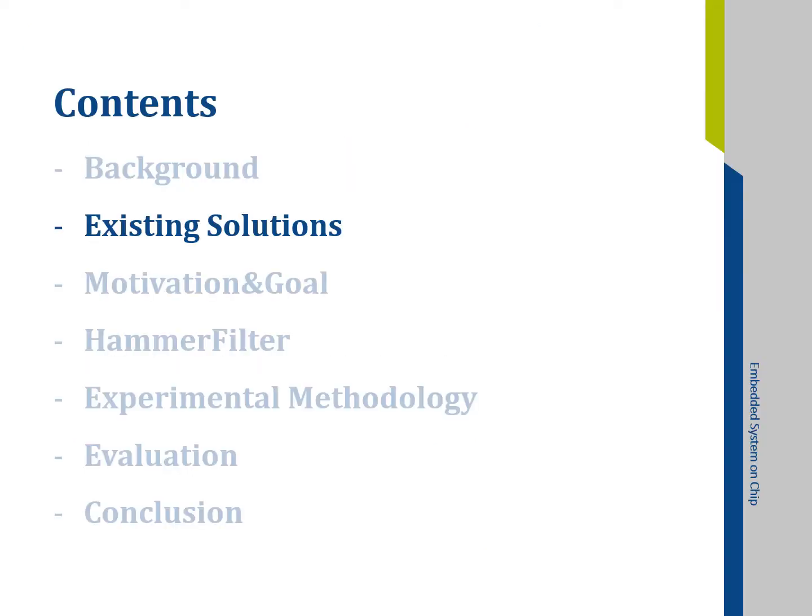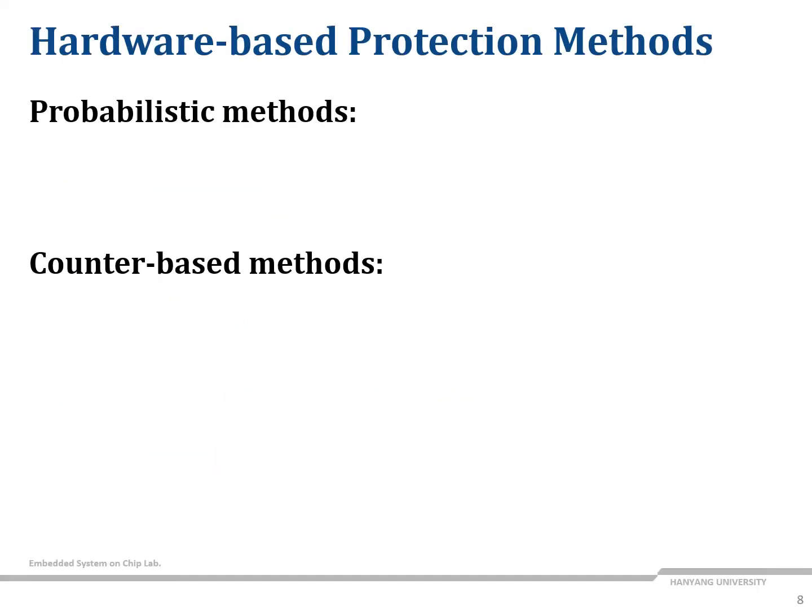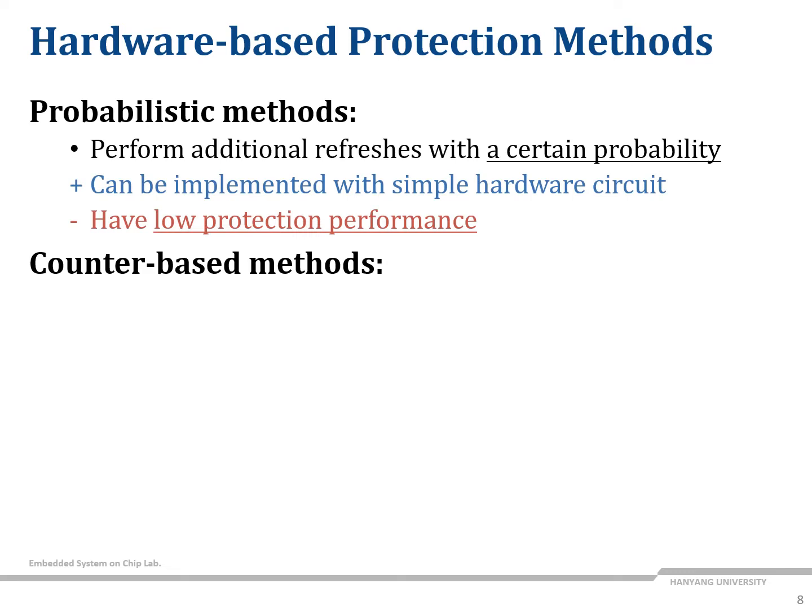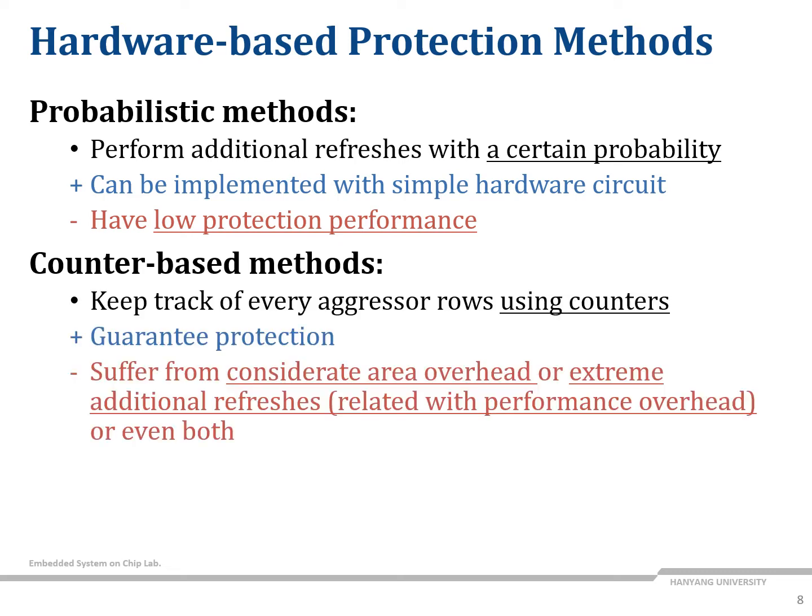Now, I will introduce existing solutions for RowHammer. There are two types of hardware-based protection methods for RowHammer: probabilistic methods and counter-based methods. Probabilistic methods perform additional refreshes with a certain probability to solve RowHammer. They can be implemented with a simple hardware circuit, but they have low protection performance.